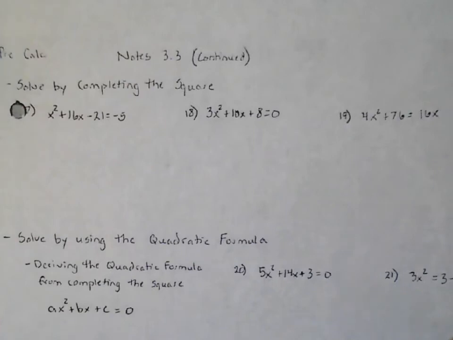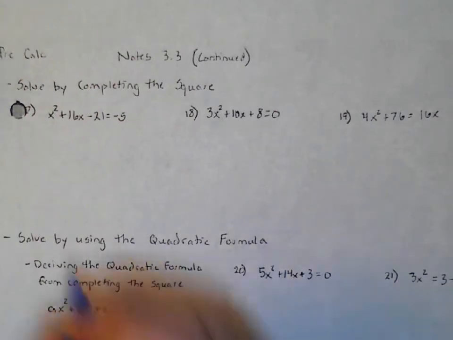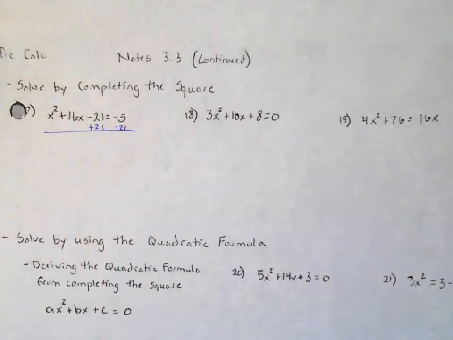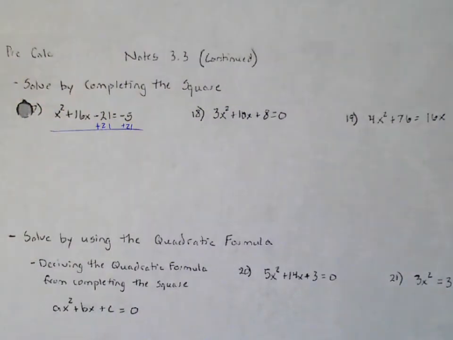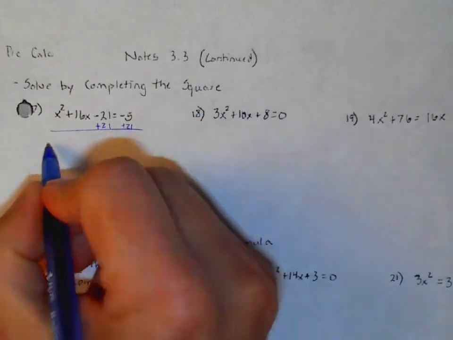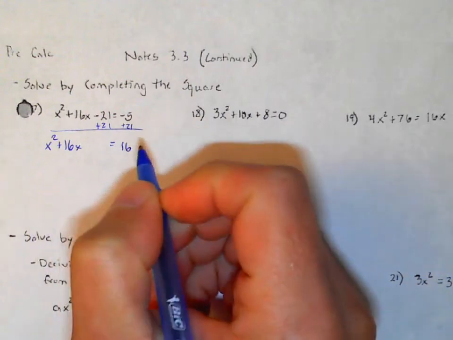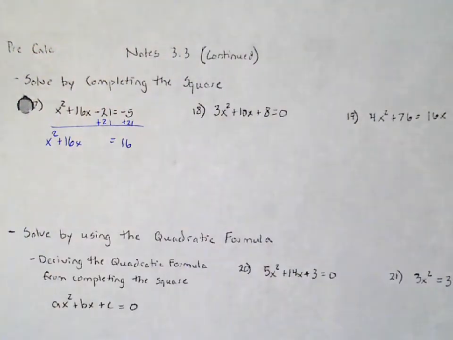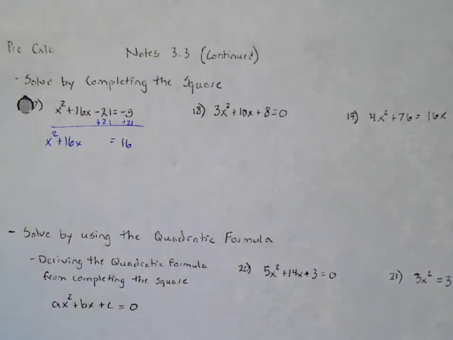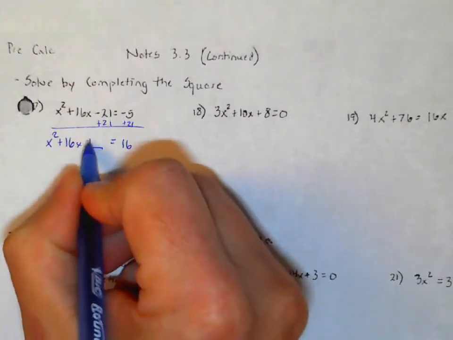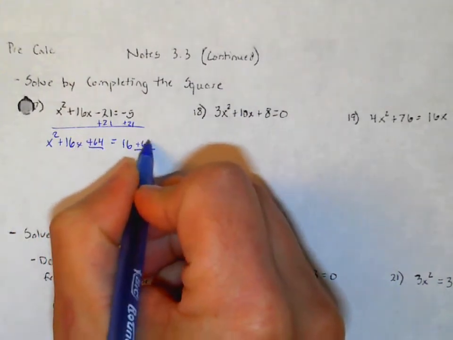Okay, so here's a couple more to complete the square. I encourage you to pause the video and get some practice doing it, and then come back and watch me do it. Okay, so what I'm going to do is add the 21 to this side here. So I have x squared plus 16x is equal to 16. Okay, think about what will happen there to complete the square. You take half of 16, which is 8. 8 squared is 64. So you want to add that to both sides.